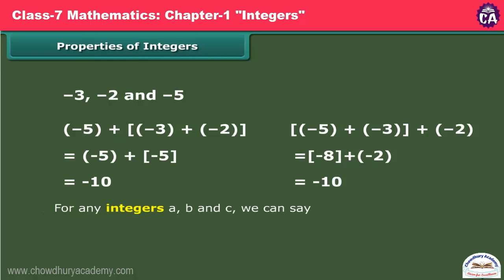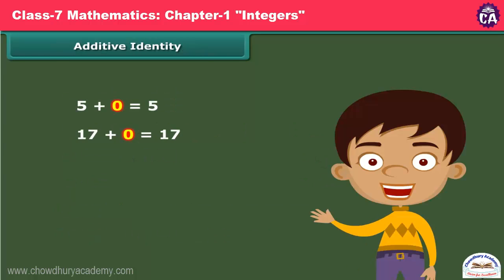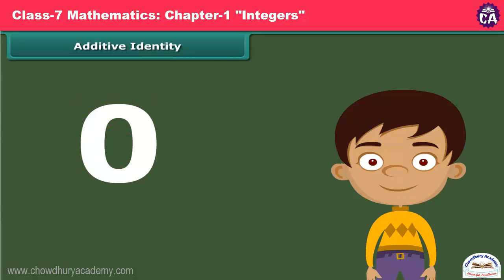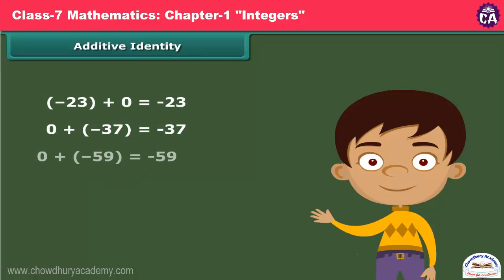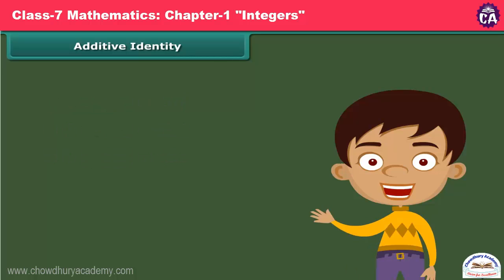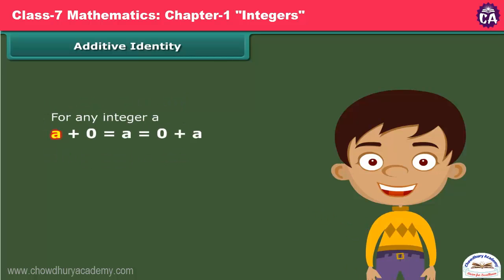In general, for any integers a, b, and c, we can say a plus (b plus c) is equal to (a plus b) plus c. When we add 0 to any whole number, we get the same whole number. 0 is an additive identity for whole numbers. Similarly, if we add 0 to any integer, we get the same integer. In general, for any integer a, a plus 0 is equal to a, which equals 0 plus a.